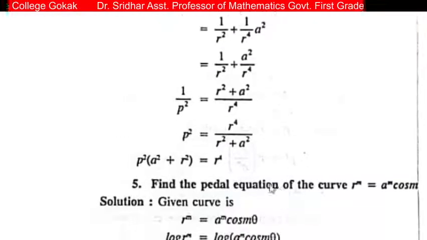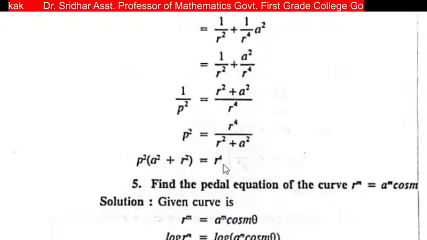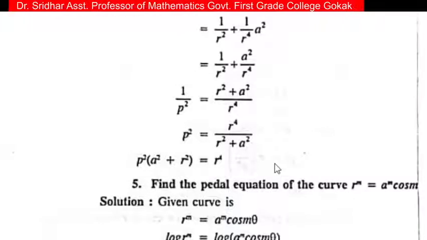Now substitute this, so 1/r² + 1/r⁴ (dr/dθ)², where dr/dθ is a, so a², gives 1/r² + a²/r⁴. Now taking LCM, r⁴ is the LCM, here r² is multiplied, so 1/p² is equal to (r² + a²)/r⁴. And reversing this, which gives p² is r⁴/(r² + a²). On cross multiplication, p²(a² + r²) is equal to r⁴. So this is the pedal equation of the given curve.